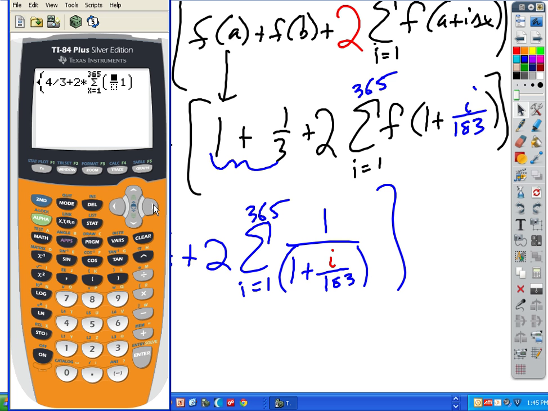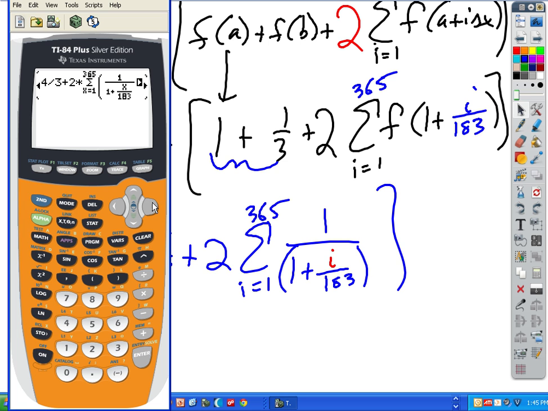Okay, so there's a 1, right? Divided by 1 plus, I got to do it again. 1 plus x is my i, divided by 183. You're right, can't read my own writing. 183. Okay, and that should be it. Okay, that's it, right? Yeah, it is. And then I got to close the parentheses around the whole thing, I believe. I don't think I did that yet.